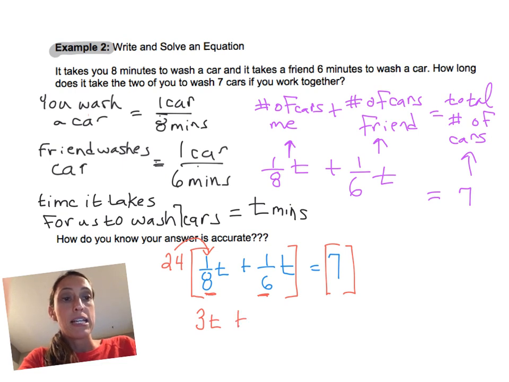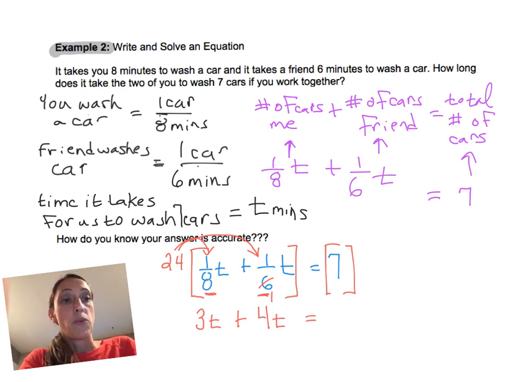So I have 3t as my first variable part there. And then I'll distribute the 24 to the 1/6 t. And we could even use that cross-canceling method if you like: 6 goes into 6 one time, and then 6 goes into 24 4 times, so that'll be 4t.